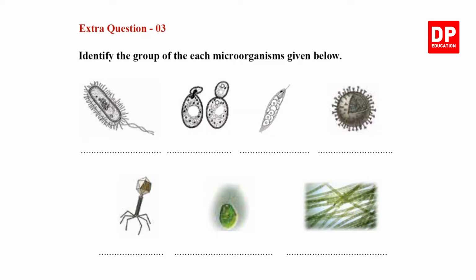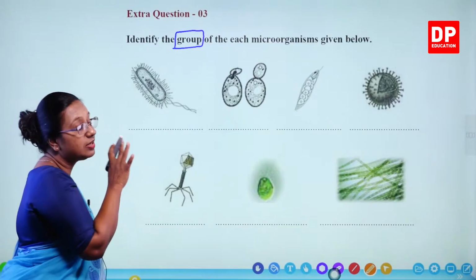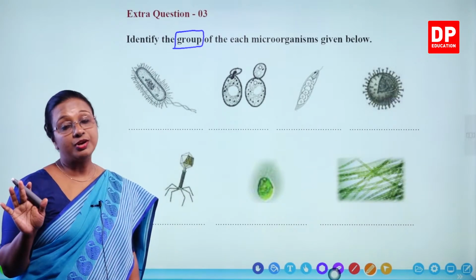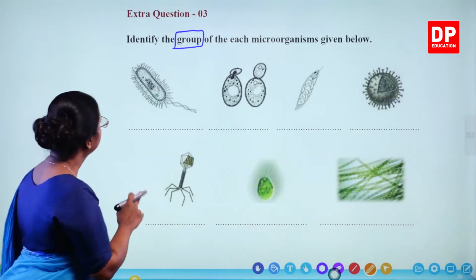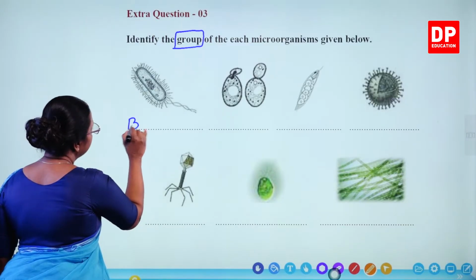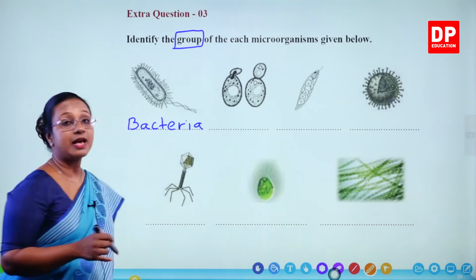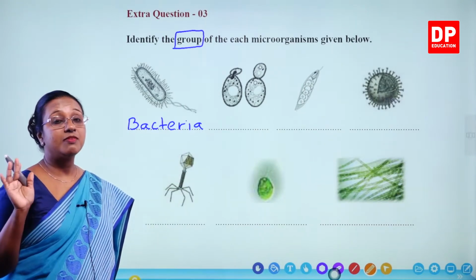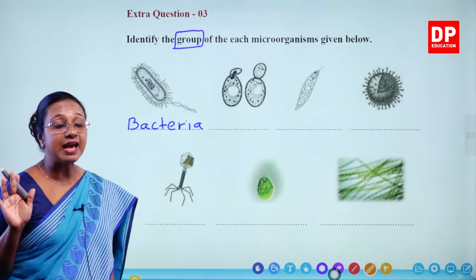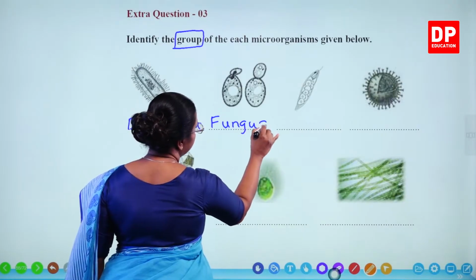Then the next one. Extra question 3. Identify the group of each microorganism given below. So here you need to identify the group. So even if you know the specific name, don't write that. Write the name of the group. So what is this first one? Looking at the cell, you can see it is a bacteria. What is this? It is Saccharomyces or yeast. But what should you write? The group name. What is that? Fungus. So you have to say this is a fungus.